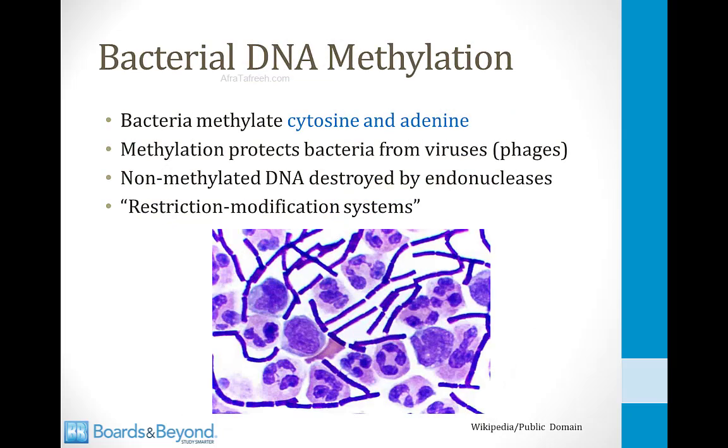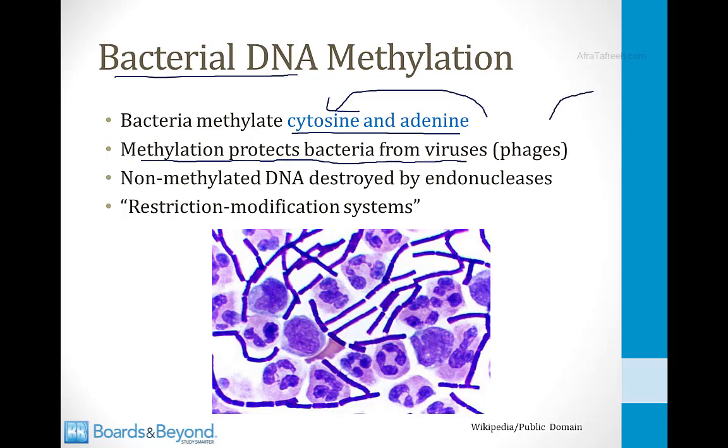Now, although bacterial DNA has less methylation than eukaryotic DNA, there is some methylation that occurs in the DNA of bacteria. Bacteria can methylate both cytosine and adenine, so this makes them different from eukaryotes, who methylate predominantly just cytosine. In addition, methylation serves a different purpose in bacteria than it does in humans. In bacteria, methylating DNA protects the bacteria from viruses, which you may know are called bacteriophages.